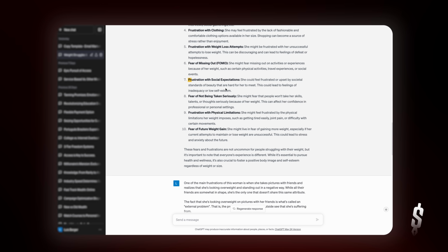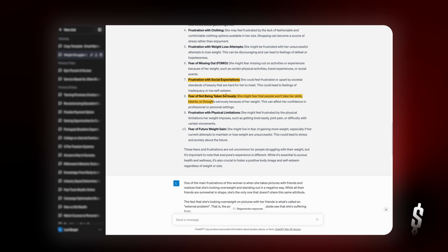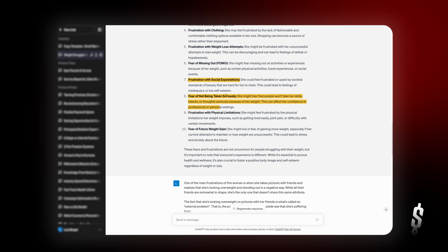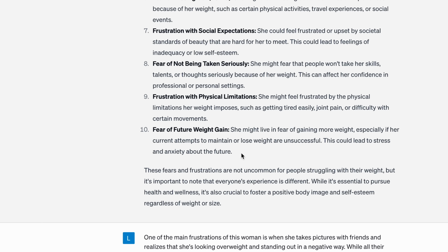Now, frustration with social expectations, fear of not being taken seriously. This is a very good one as well. She might fear that people won't take her skills, talents, or thoughts seriously because of her weight. This can affect her confidence in professional or personal settings. That's a very, very interesting one as well. Imagine having an ad that just goes, do you feel like you're not taken seriously at work because of your weight? And a lot of people are going to go, I actually feel that, and no one has ever mentioned that to me before. So that's a very good way of grabbing their attention. All these hooks are very, very good because they're real problems, they're real frustrations. And then lastly, fear of future weigh-ins, definitely a real one, but not as strong as the other ones, I would say.